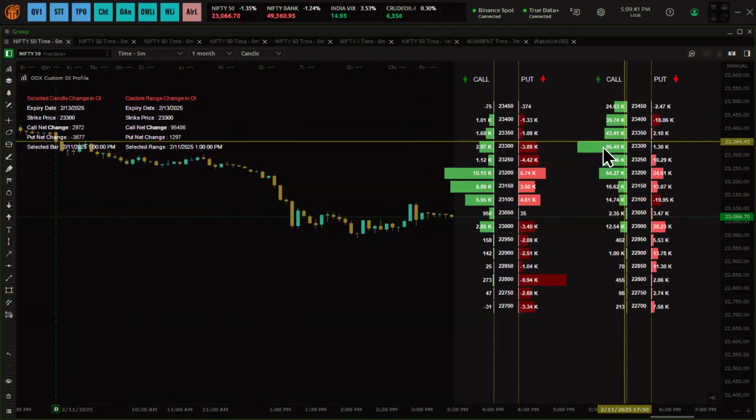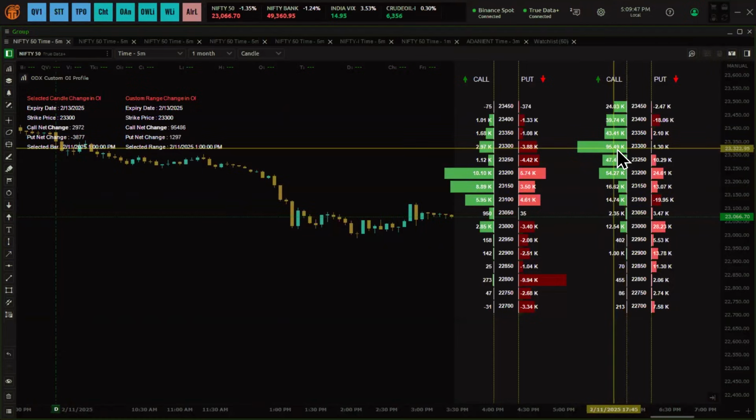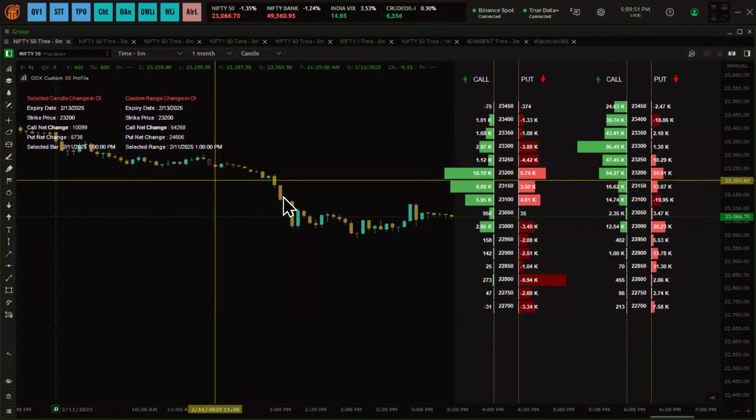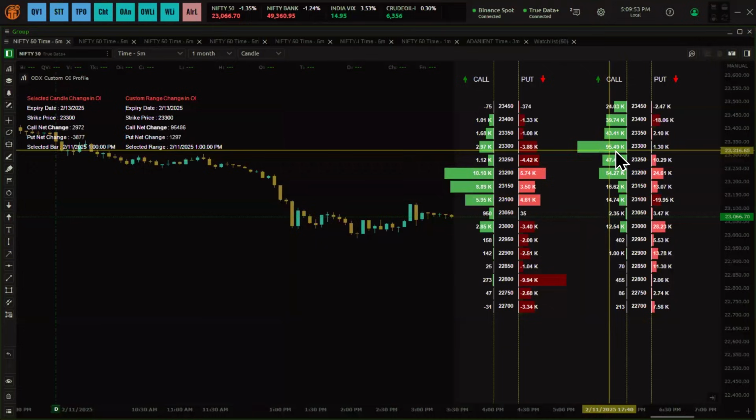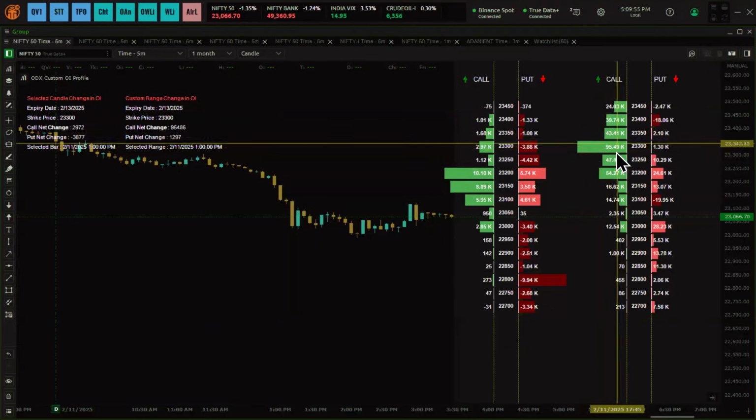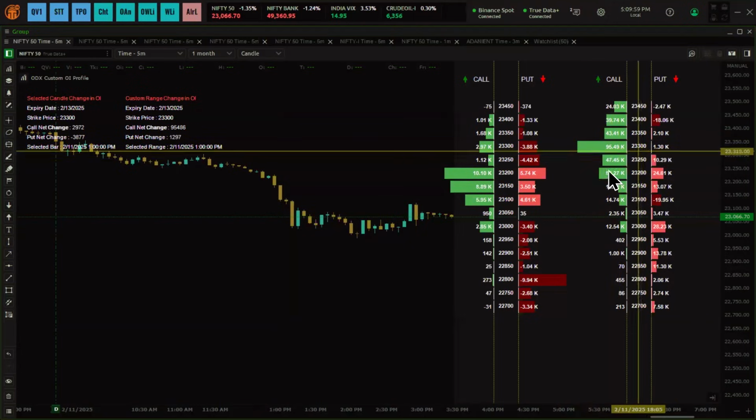We are talking about the intraday traders, the fresh open interest that has built up. This is not the total open interest. This is the open interest in the range from morning till now. That is why I'm saying intraday: fresh open interest today. Till 1, you can see the highest is on 23,300.